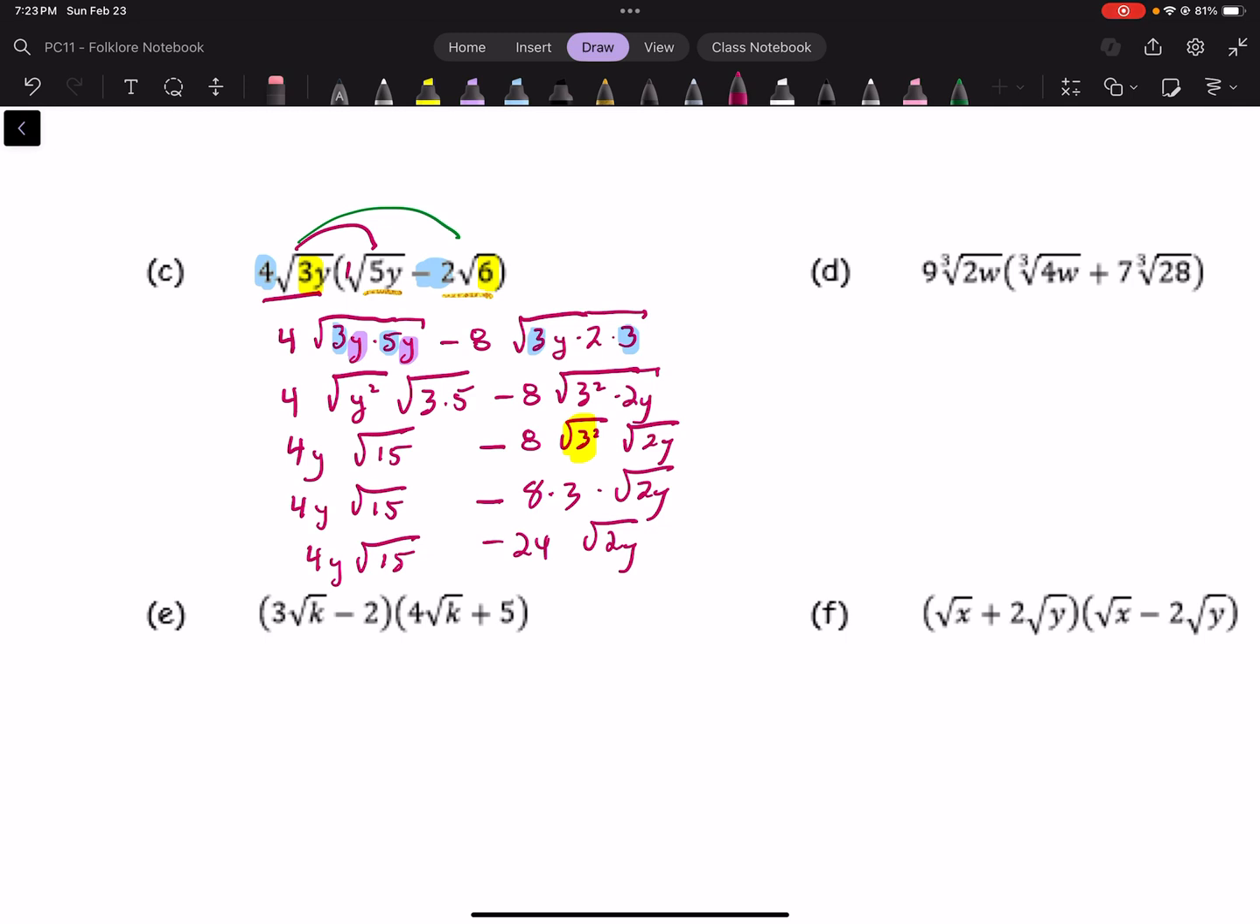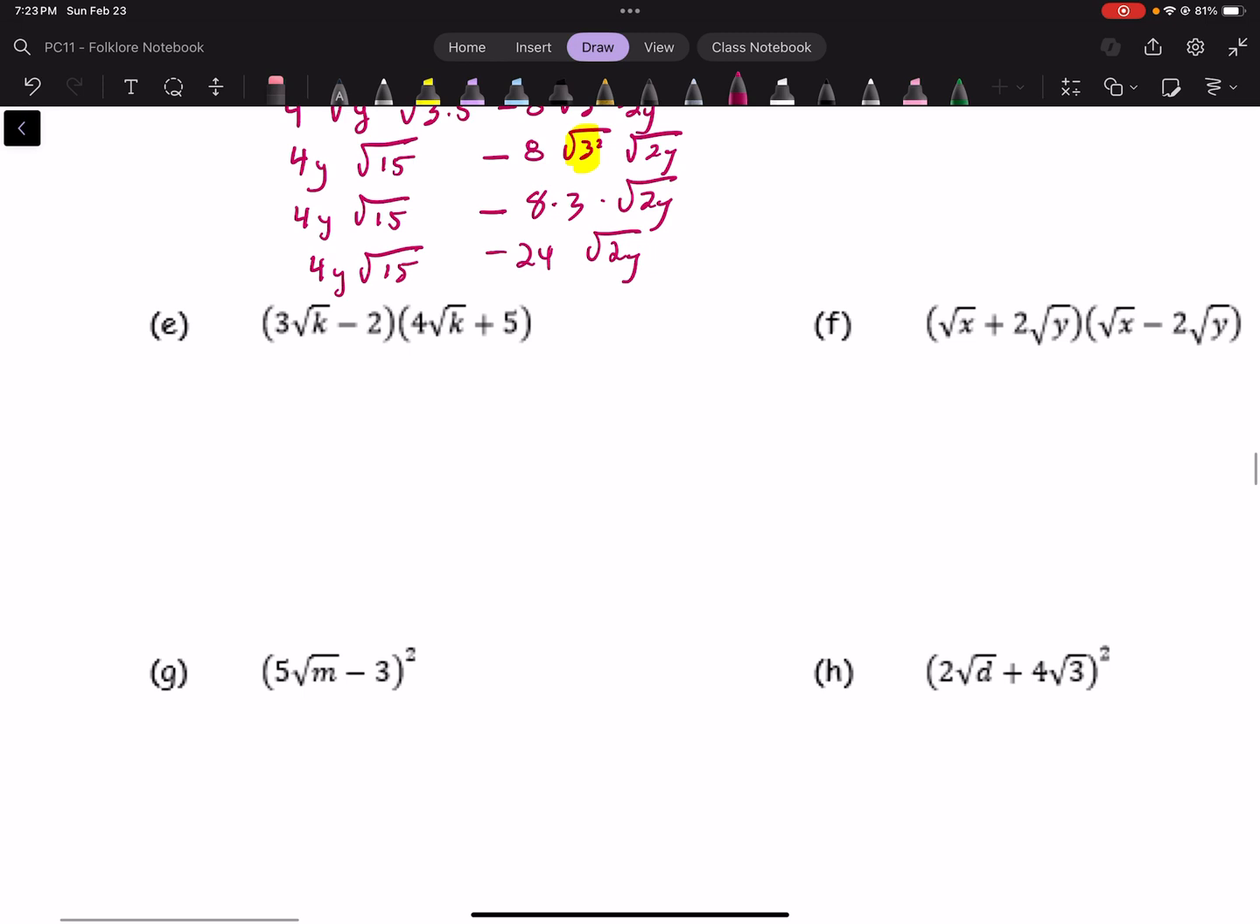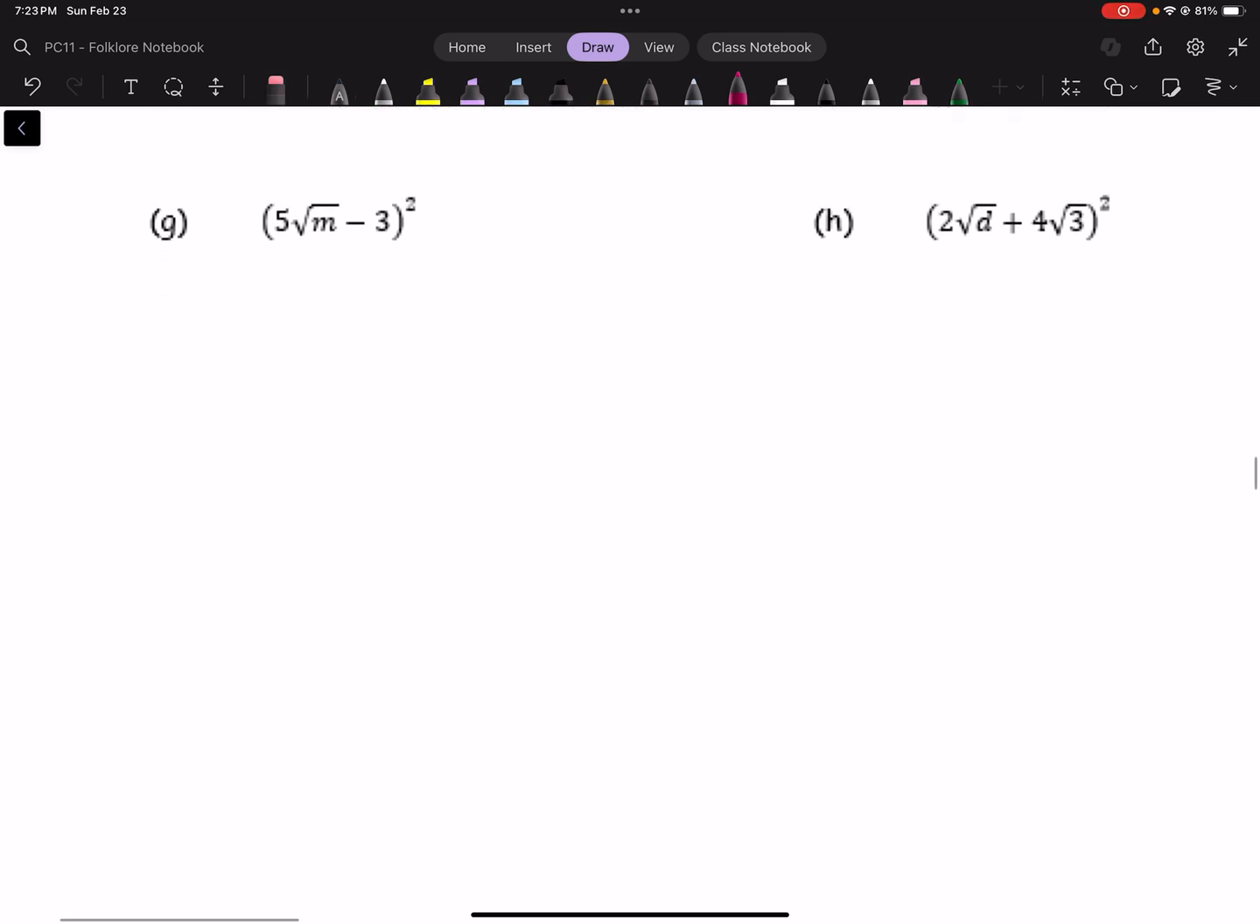So perhaps I'm just going to go straight to G. And this will be our last example. So 5 root of m minus 3. So this is a binomial square. Please be careful with this one.